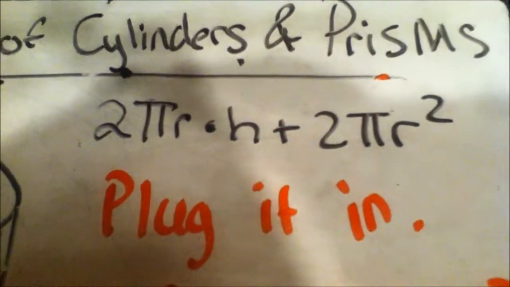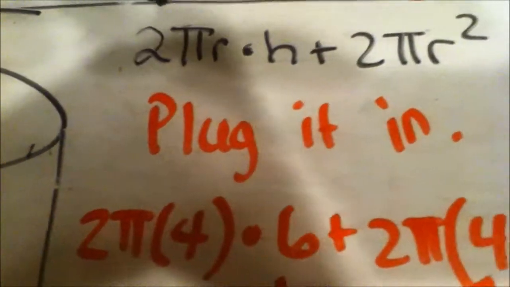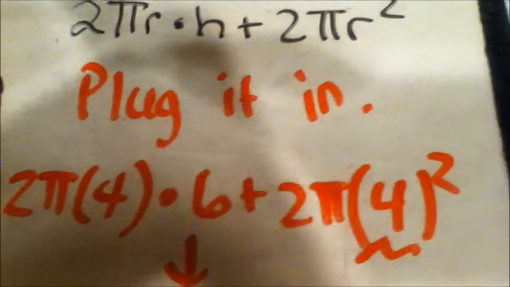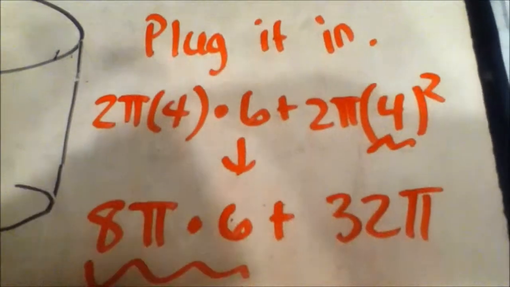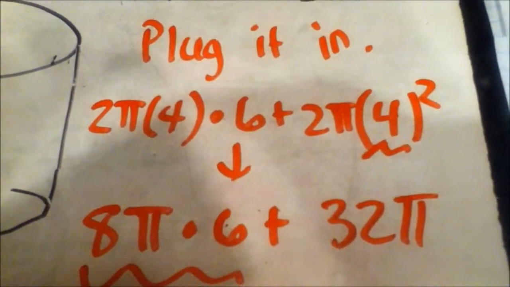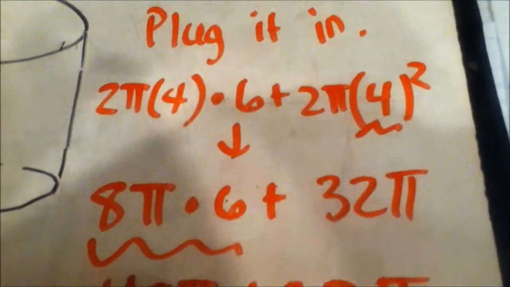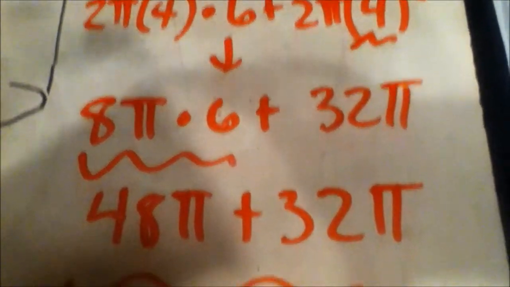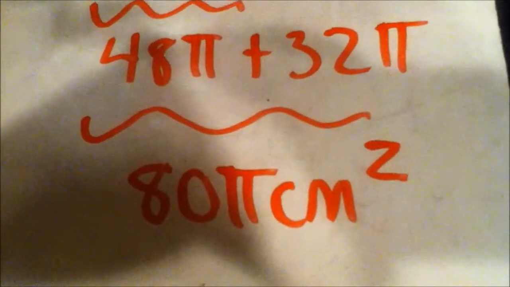The very first thing I do is normally plug in everything. When I plug it in, this is what it's going to look like: 2 pi 4 times 6 plus 2 pi 4 squared. Using PEMDAS, I brought it down: 8 pi times 6 plus 32 pi. Simplify that even more: it's 48 pi plus 32 pi. Add that together, you should get 80 pi centimeters squared. Make sure it's squared because it is the surface area.